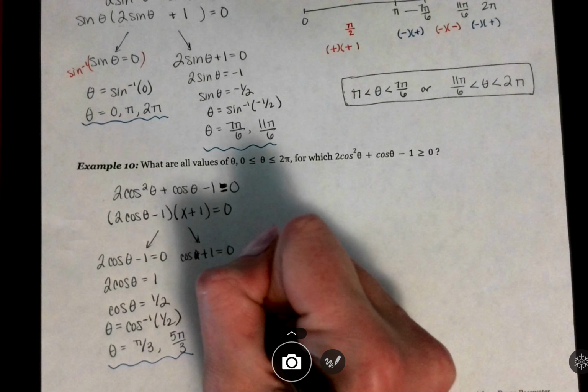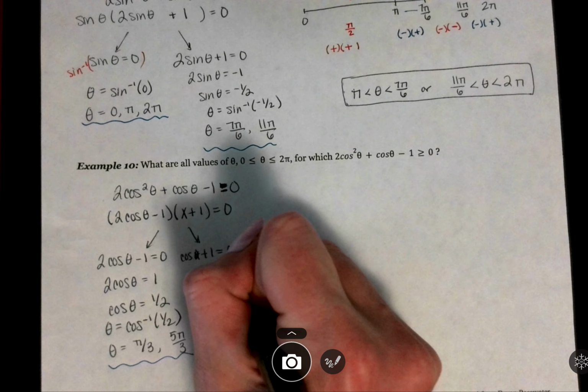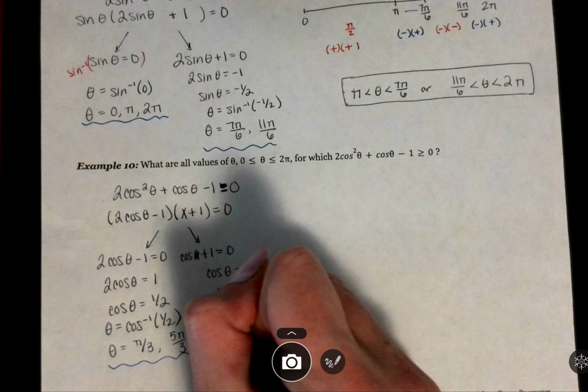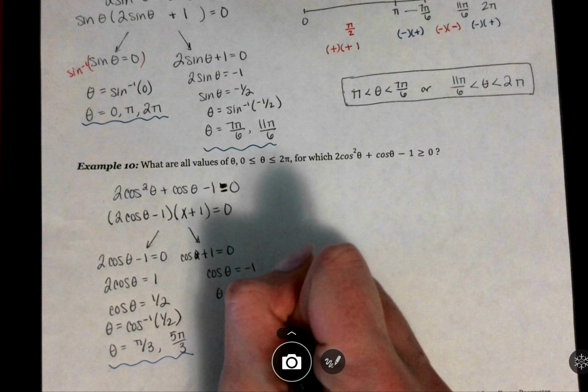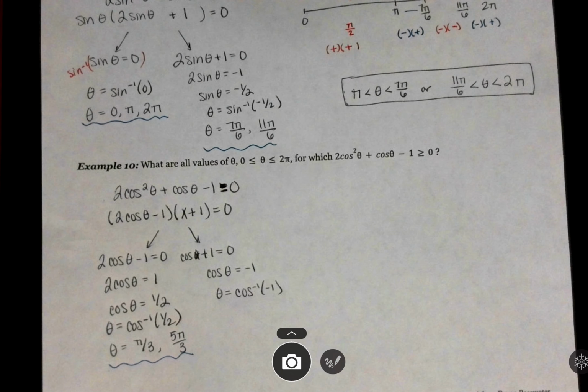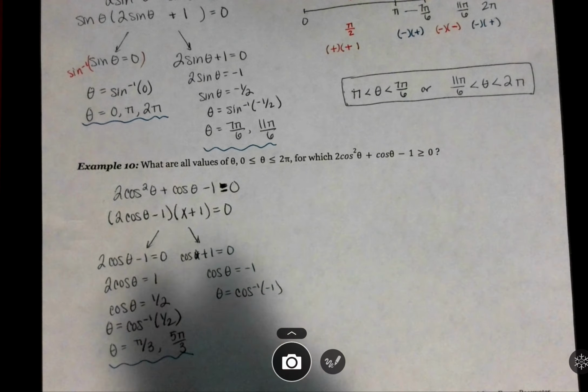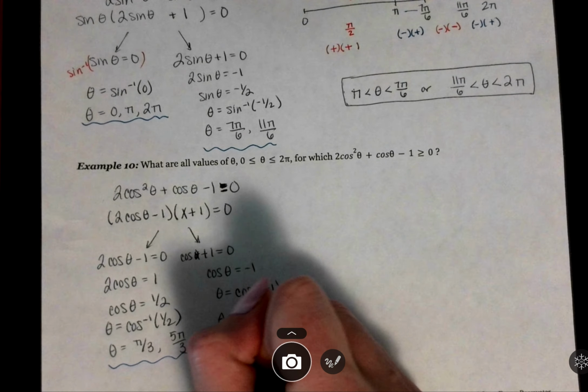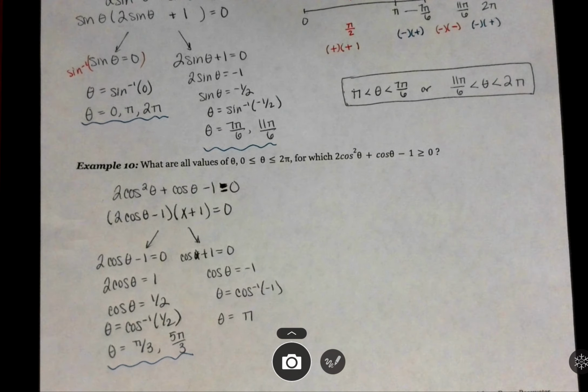For my second equation here, I have cosine of theta equals -1, which means theta equals arc cosine of -1. And there's actually only one value on our unit circle for that, and that's just pi.